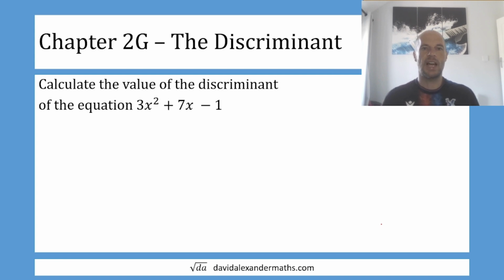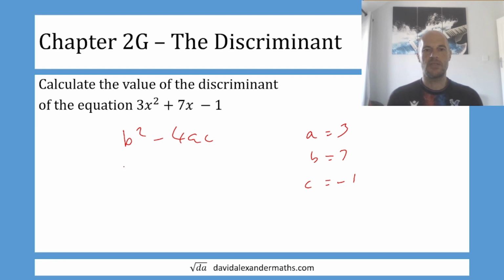Calculate the value of the discriminant of the equation 3x squared plus 7x minus 1. So b squared minus 4ac is the value of the discriminant. Here a is 3, b is 7 and c is negative 1. That's going to be 7 squared, 49, minus 4 times 3 times negative 1. So that's 49 minus 4 times 3 is 12, minus 12. So 49 plus 12, so 61.